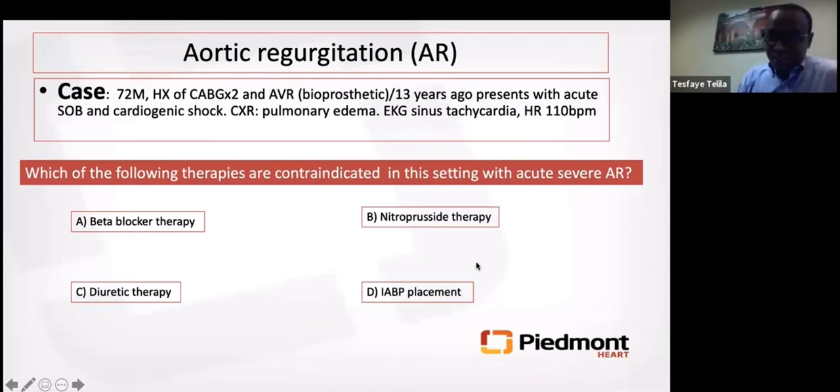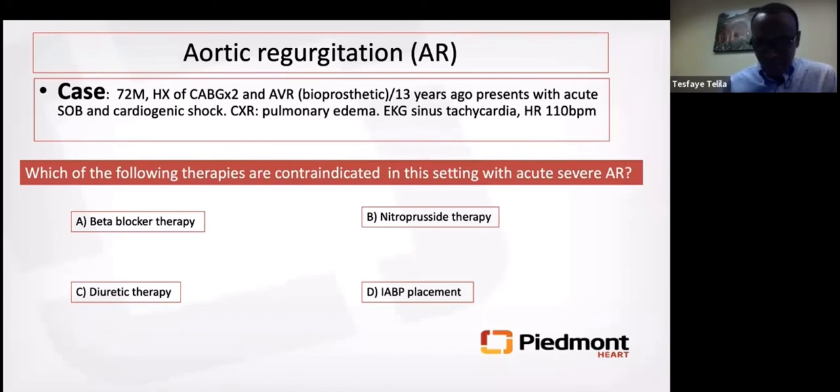So aortic regurgitation is the next thing I would like to touch upon. And I actually saw this patient last week on Tuesday. So I'm just going to present to you and see what you do for them. This is a 72-year-old gentleman, history of bypass surgery times 2 and aortic valve replacement about 13 years ago. Now he presents with progressive shortness of breath and pulmonary edema, cardiogenic shock. He has sinus tachycardia in the low hundreds. And you diagnose this patient with aortic regurgitation. So he does have acute aortic regurgitation.